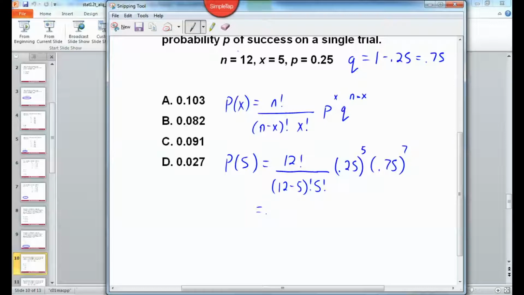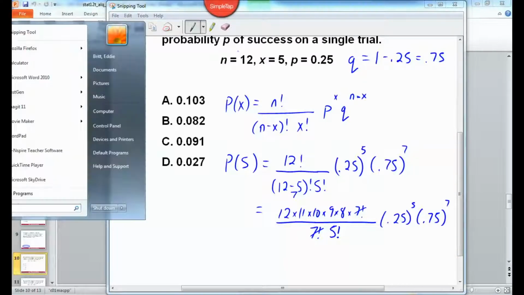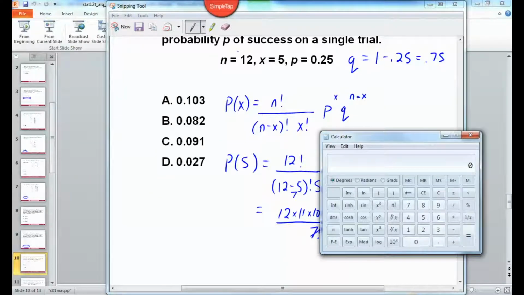All right, so I would suggest simplifying a little bit here. Remember that 12 minus 5 is 7 factorial. So what I would do is say 12 times 11 times 10 times 9 times 8 times 7 factorial. And that way, you can cancel the 7 factorial out on the bottom. Okay? And then you say times 0.25 to the 5th times 0.75 to the 7th. Okay? So bring up a calculator real quick.